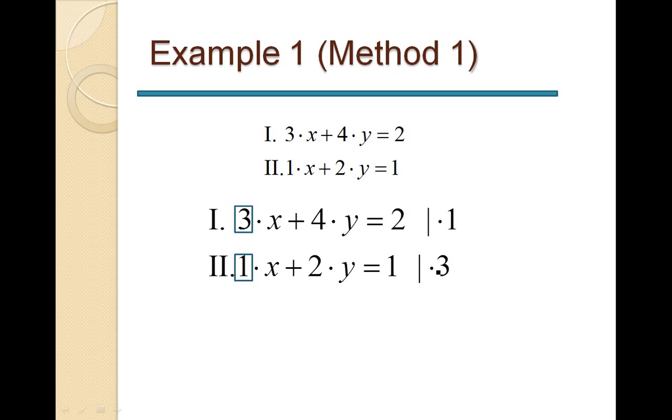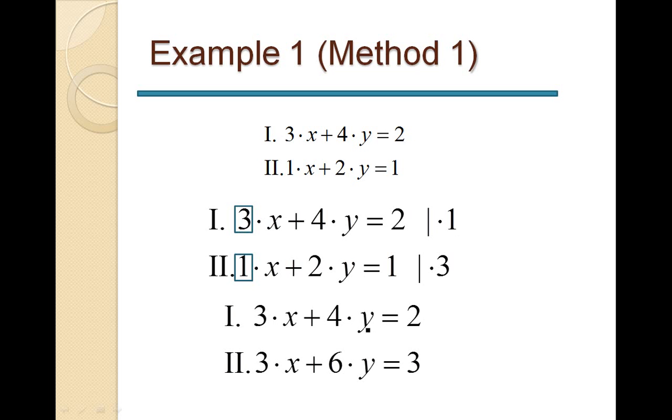What am I aiming to do with that? The idea of doing this is that here we have different leading coefficients, and by doing so, we will get the same leading coefficients. So we get 3 times 1, and here 1 times 3, which is actually the same. Now just have a look what happens. So we have 3x plus 4y equals 2, because we only multiplied with 1. It didn't really change anything.